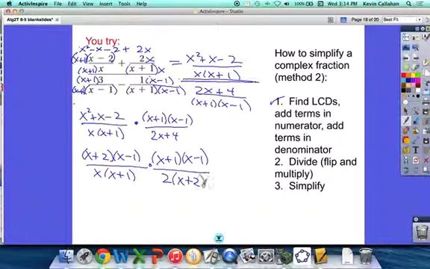And now I can get all the canceling that I can done, right? This x plus 2 cancels this x plus 2. This x plus 1 cancels this x plus 1. And what is left? Looks like we've got an x minus 1 squared and a 2x.